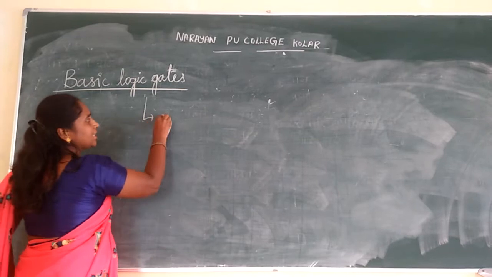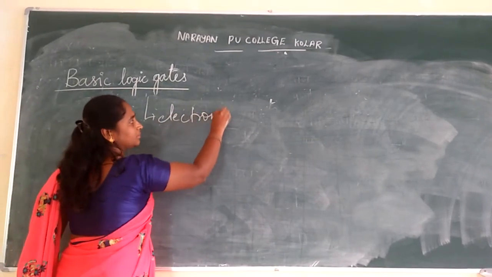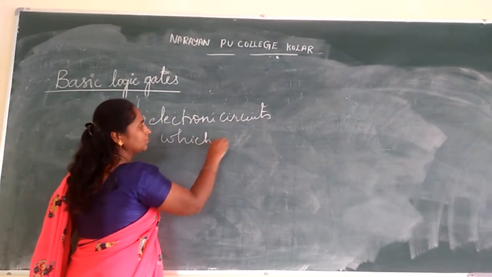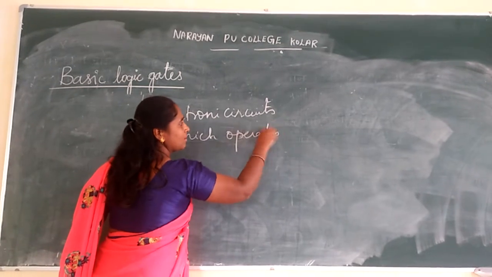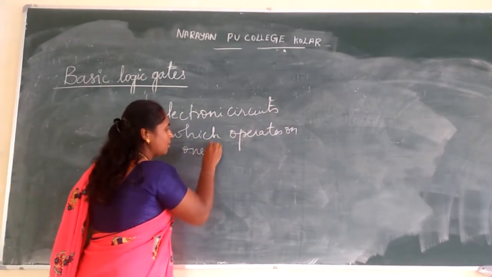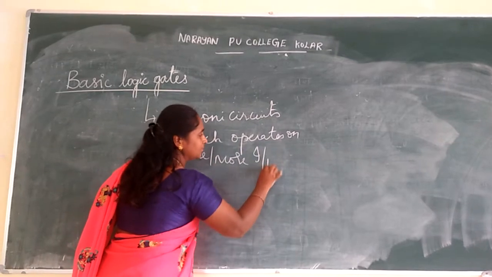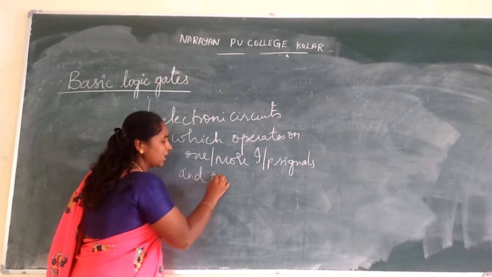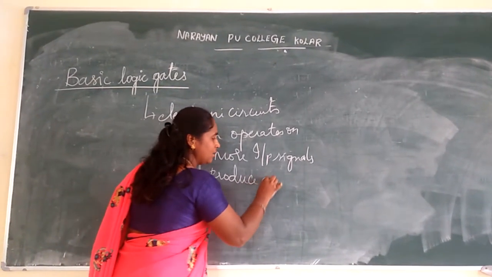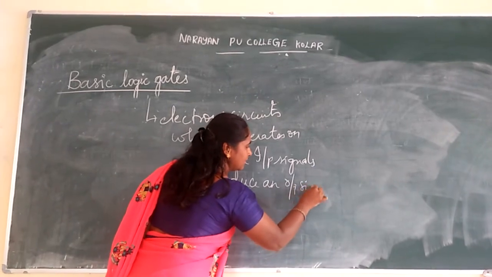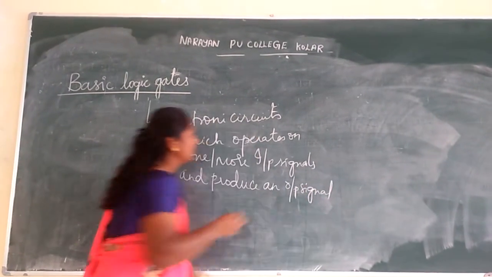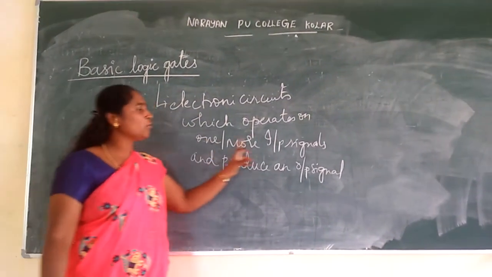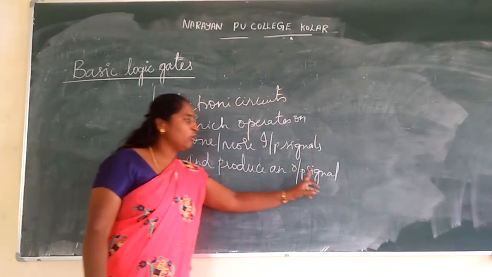A logic gate is nothing but an electronic circuit which operates on one or more input signals and produces an output signal. See, a logic gate is an electronic circuit which operates on one or more input signals but produces one output signal.